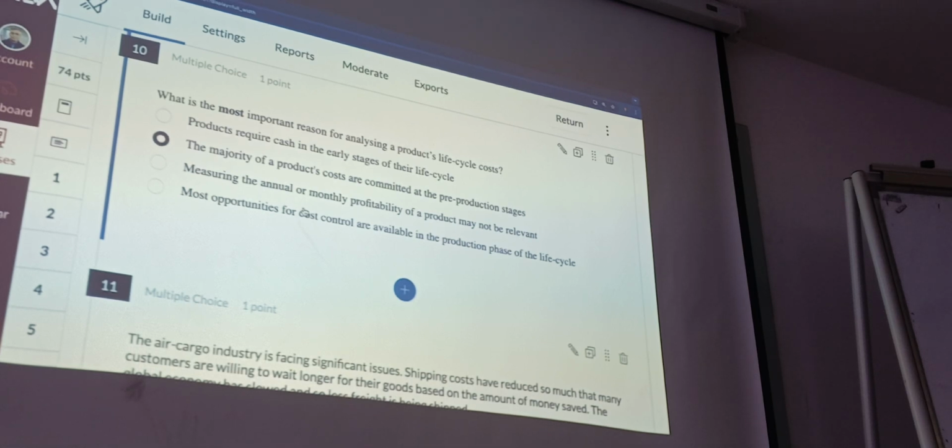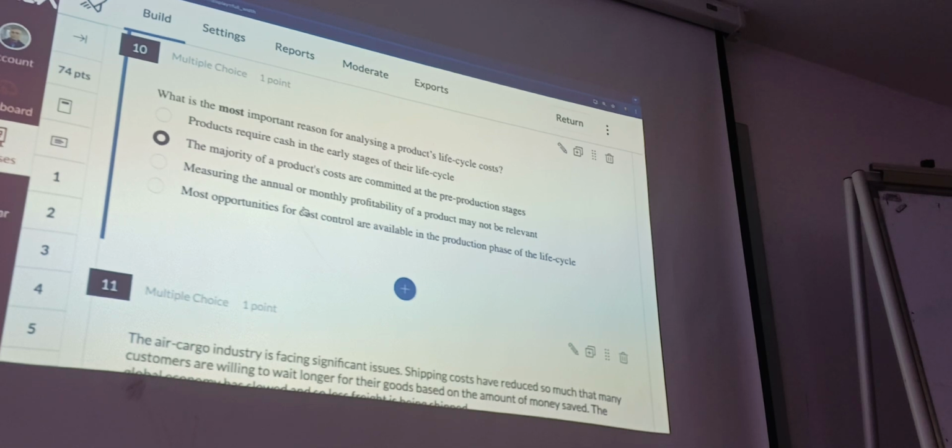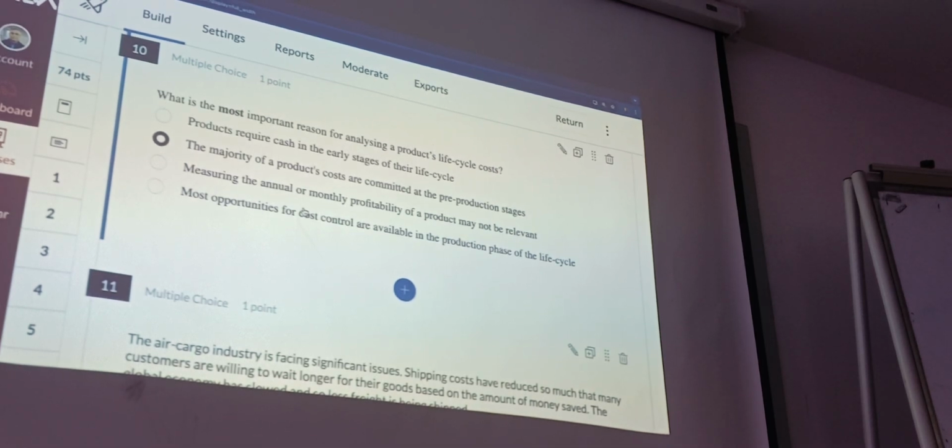Okay, the answer here is because products require cash in the early stage of their life cycle. That's true, but it's not about the cost part. The majority of product costs are committed at the pre-production stage. That's what that diagram was talking about. Measuring annual and monthly profitability of a product may not be relevant, that's not really reliable. Most opportunity for cost control is available at the production phase of the life cycle? Wrong. It's at the pre-production stage. Got it? So the answer is B. Okay?